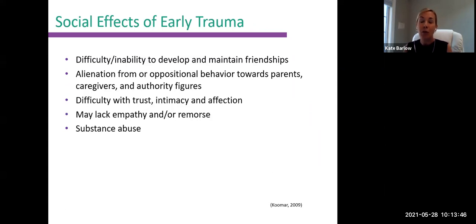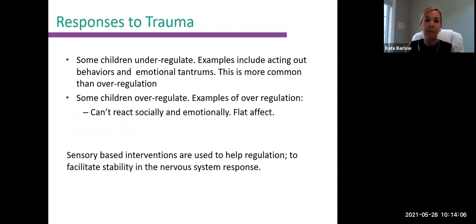So what are some of the social effects of early trauma? Difficulty maintaining friendships, having oppositional behaviors towards parents and teachers, difficulty with trusting and affection. Children may lack empathy or remorse, and we often will see substance abuse in teens.